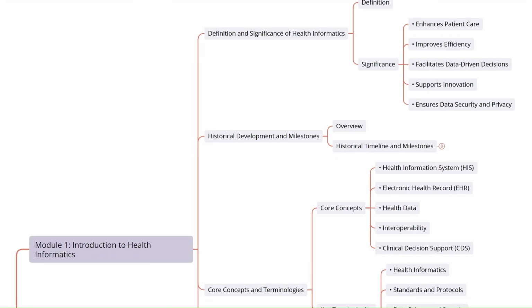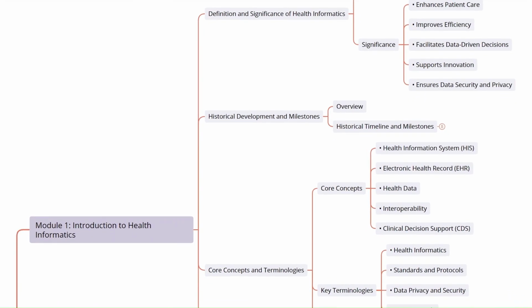Historical developments and milestones. Understanding the historical context of health informatics is crucial for appreciating its current landscape and future potential. From the earliest computerized health systems in the 1960s for billing and appointment scheduling to today's sophisticated integrated care platforms, each milestone has pushed the capabilities of healthcare forward.